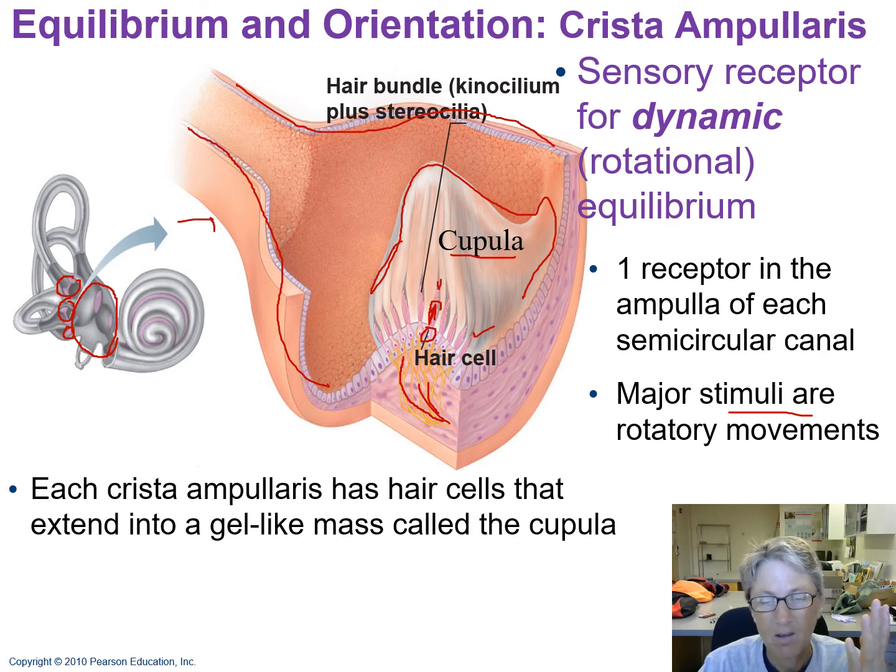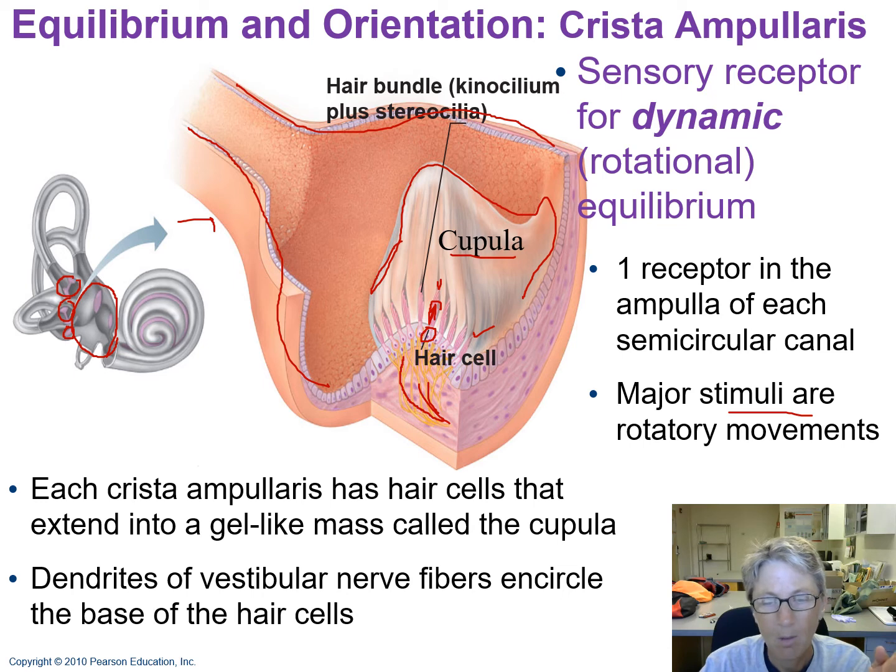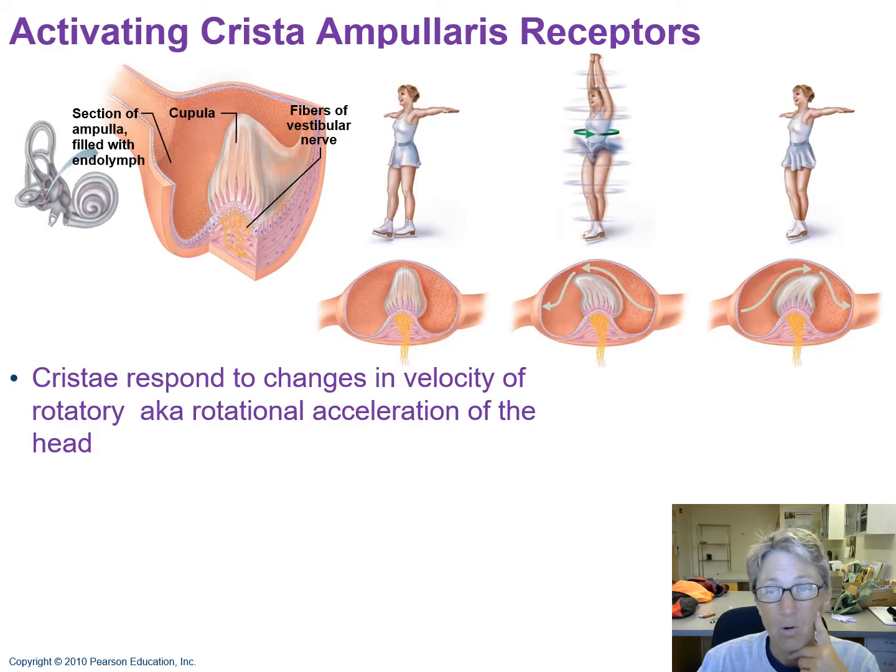kinocilium that extend into this gelatinous cupula. And then here are the dendrites of the vestibular nerve that wrap around the base of the hair cells. So when you're spinning around, this cupula is going to move. It's going to excite these hair cells. Those hair cells are going to send a signal to the vestibular nerve fibers, and you'll get an action potential in those fibers or axons, and that information will be sent to the brain to tell you that you are spinning around like a lovely ice skater.